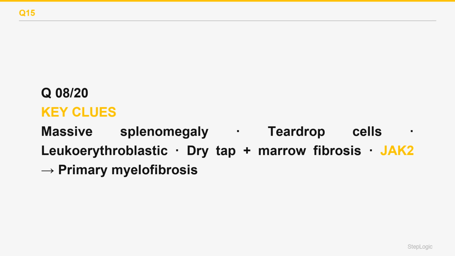As the marrow fibroses, hematopoiesis shifts to extramedullary sites, chiefly the spleen and liver, causing the massive splenomegaly. The peripheral smear is characteristic: teardrop-shaped red cells, dacrocytes, squeezed as they are forced out of the fibrotic marrow, along with a leukoerythroblastic picture of nucleated red cells and immature myeloid forms. Marrow aspiration fails, a dry tap, because of the fibrosis, requiring biopsy.